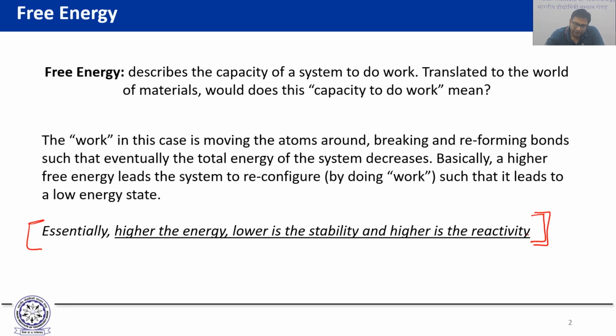In case of thermodynamics, what it says is essentially higher the energy, lower is the stability, and higher is the reactivity. And so therefore, when the work is being done, essentially the idea is you are trying to move the atoms around in such a way that you are breaking bonds, you are reforming the bonds, and through this process, you are trying to move slowly towards lowering the total energy of the system and trying to get to a stable state. So a high free energy leads the system to reconfigure because it wants to lower the energy, and eventually the system tries to move towards a low energy state.